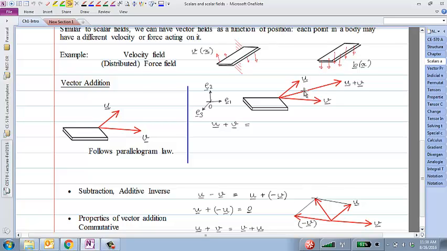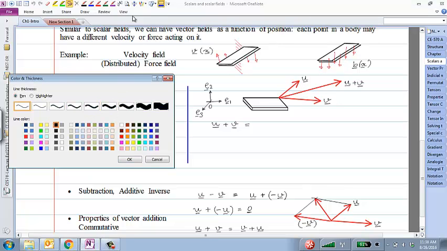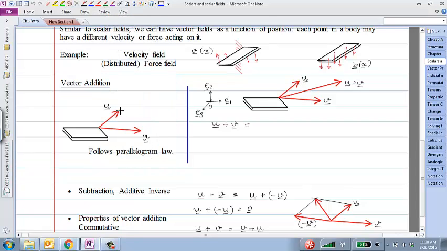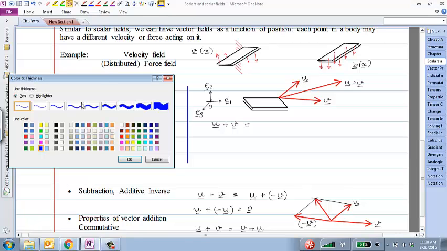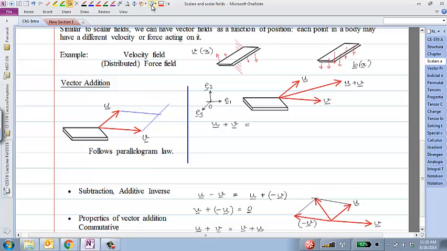Okay, yeah, it's the parallelogram law. Very simple, nothing very tricky about it. What we do is draw a parallel line from one end of U and from the other end of V, parallel to the other vector. Once we have that, we connect the tails of those two vectors to the head where they intersect, and that indeed is U plus V.